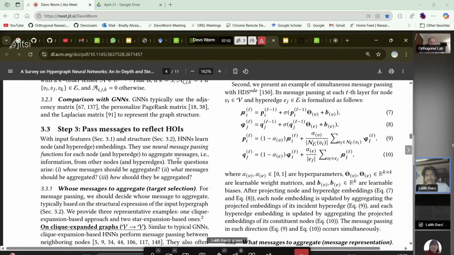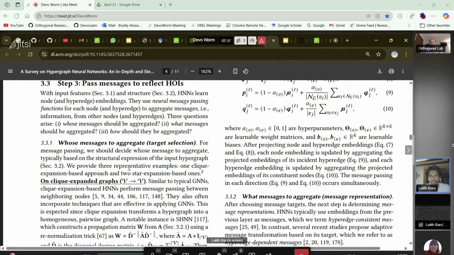While doing this message passing, in the message passing aggregation schemes for higher order interactions, we have three questions. The first is whose messages should be aggregated, in the sense of which set of nodes or which set of hyperedges. Then, what messages should be aggregated, and how should they be aggregated? These are the three lines of questions that we're going to see. First we'll start with whose messages should be aggregated.